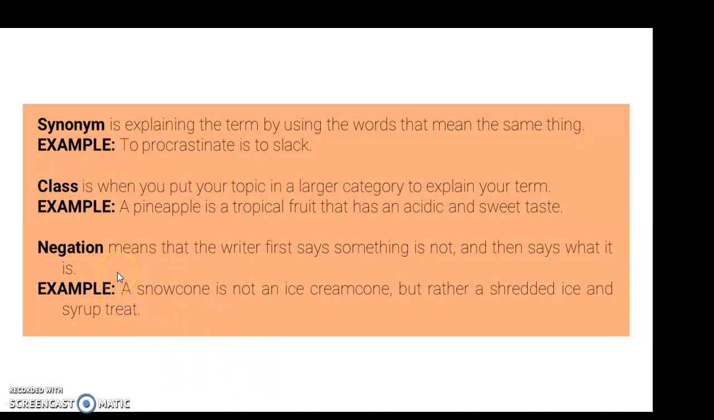Another way in which you can also write a definition paragraph is through the means that the writer will choose first by saying something is not that, and then he says what it is exactly. A snow cone is not an ice cream cone, but rather a shredded ice and syrup treat. What do you do then when you try to define things? You can write synonyms, you can write clauses, or you can write negations.